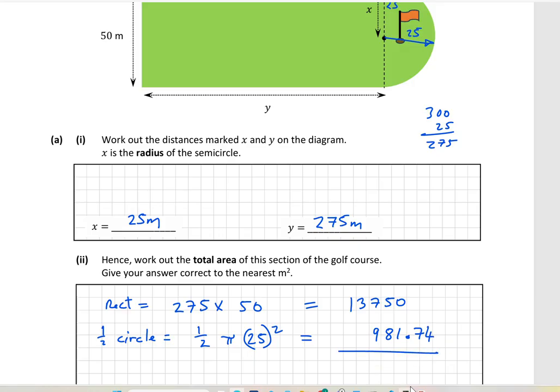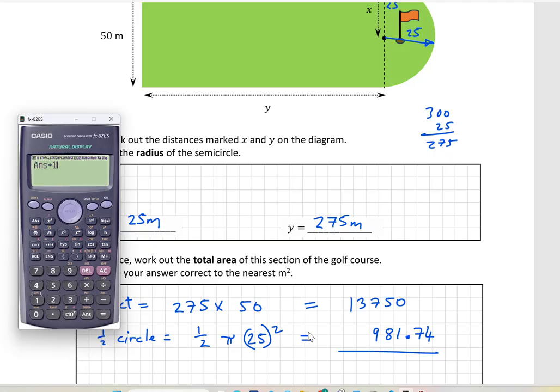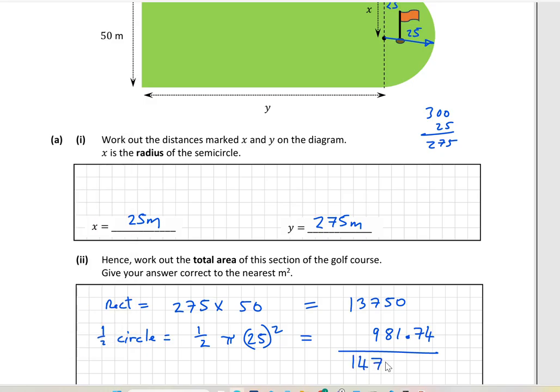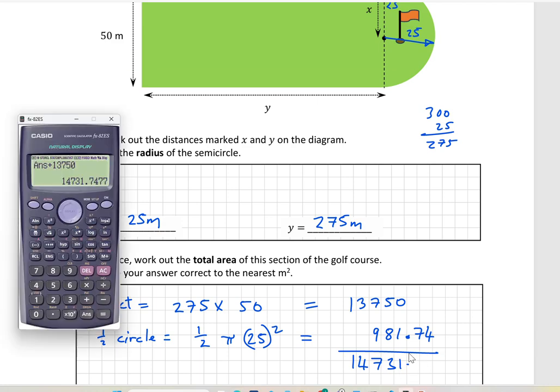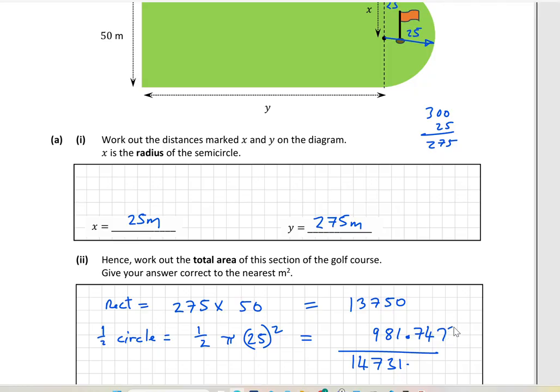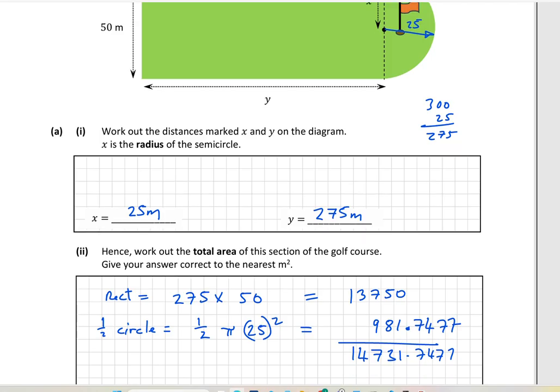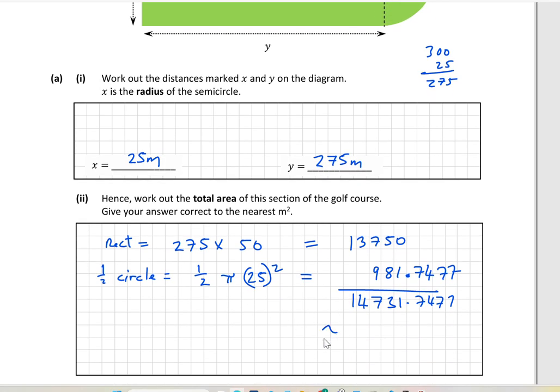So I'll add those two together then, plus 13,750. So my answer is 14,731.7477. So to the nearest meter squared, that's going to be 14,732 meters squared. All right, so that is part 2 of part A.